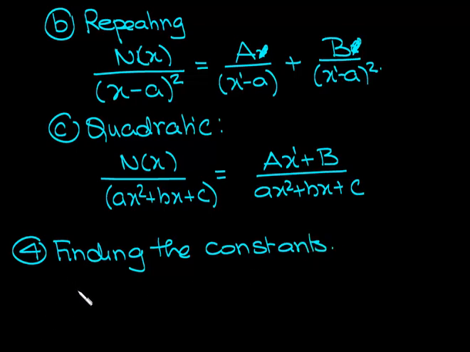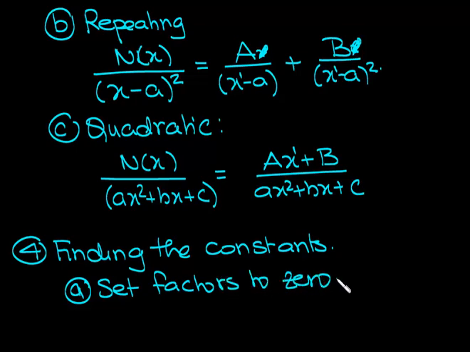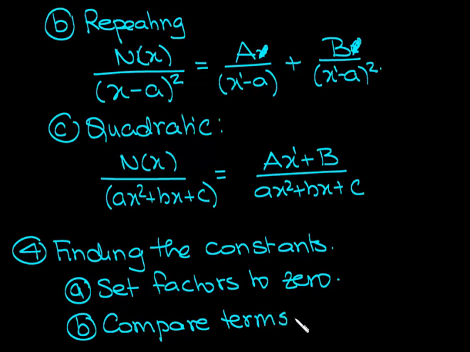To find the constants, we do two things. Okay, we set factors to 0. And the second thing we do is we compare terms. And this will make sense once we take a look at an example. So those are the steps we have to perform to do partial fraction decomposition.